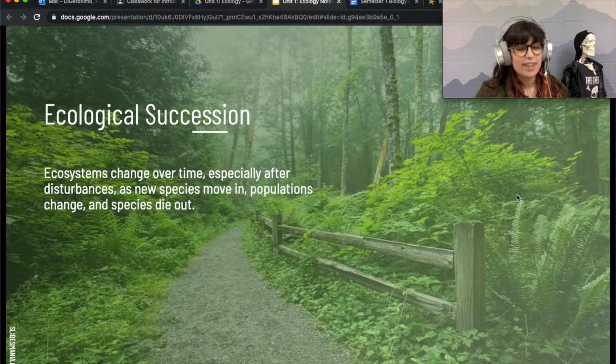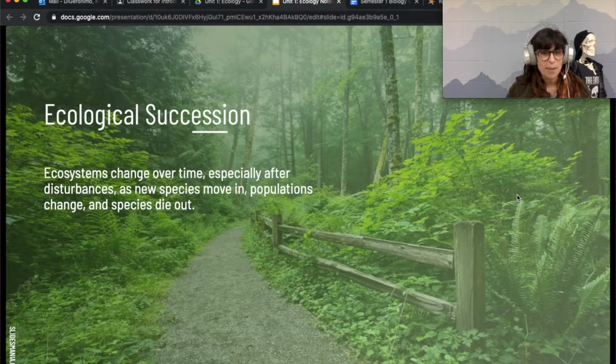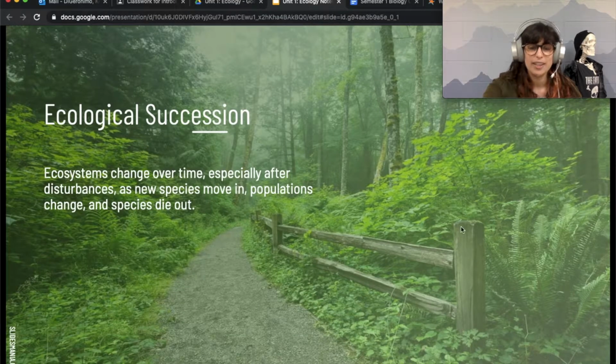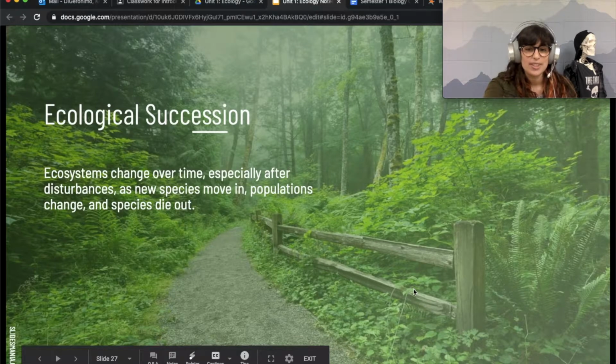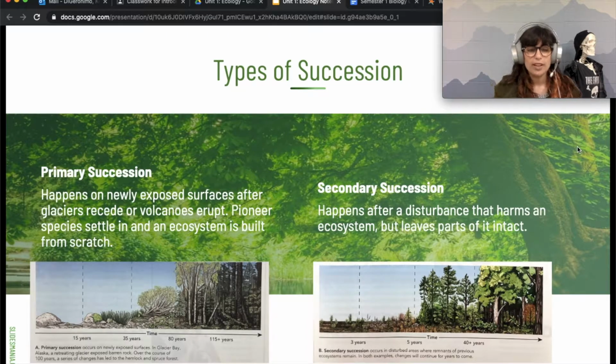Ecological succession is officially how an ecosystem changes over time, especially after a disturbance. As new species move in, the populations change, and some species die out. There are two types of ecological succession, or two different ways an ecosystem can develop. The first one, all the way on the left, is primary succession. This happens only on newly exposed rocky surfaces after maybe a glacier melts or a volcano erupts. On that rocky surface, pioneer species settle in and an ecosystem is built from scratch.